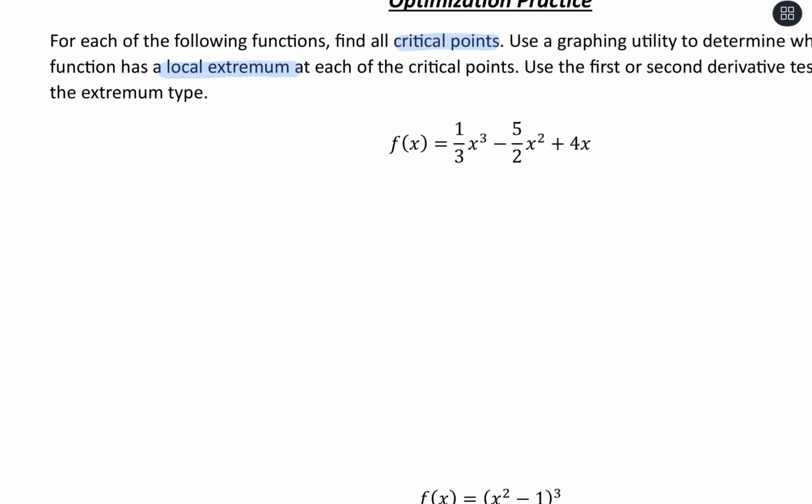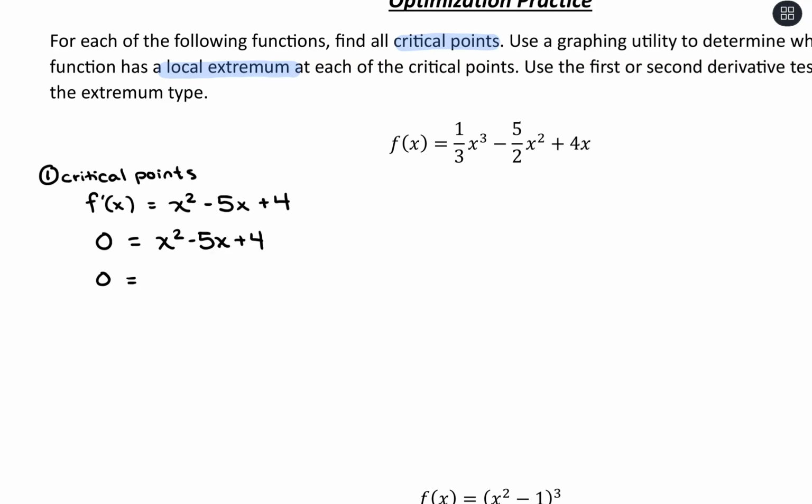Okay, so this first one. We're going to start with our critical points. And with that, we're going to take our first derivative, which will be x squared minus 5x plus 4. And what we want to do is see where that's equal to 0. And this will be factorable, so that'd be very nice, with x minus 1 times x minus 4 to give us x equals positive 1, x equals positive 4. So there's our two critical points.